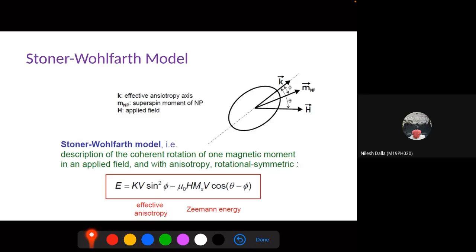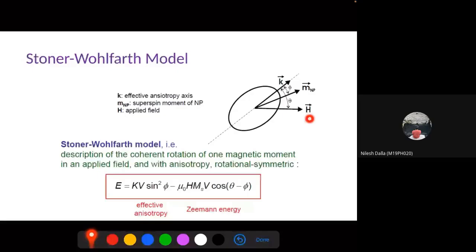The first, the Stoner-Wohlfarth model, describes how the magnetization varies as a function of field. This is an approximation where we have taken an almost ellipsoidal particle, and we assume the magnetization, this is your M, and H is your external field, and this K is known as your anisotropy constant, or this is the axis of your anisotropy. Along the K direction, you have the anisotropy.